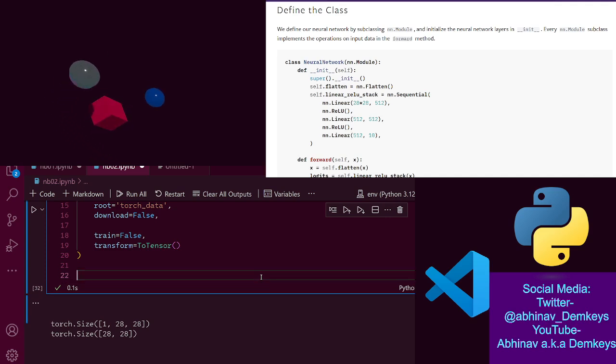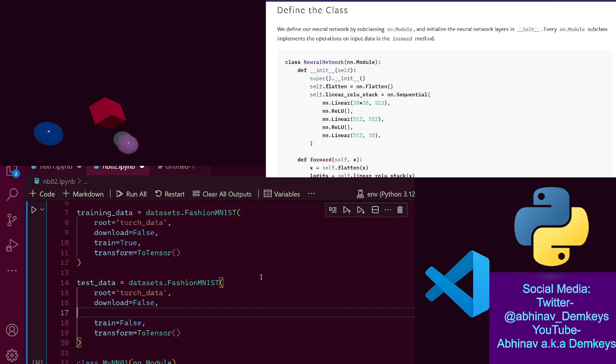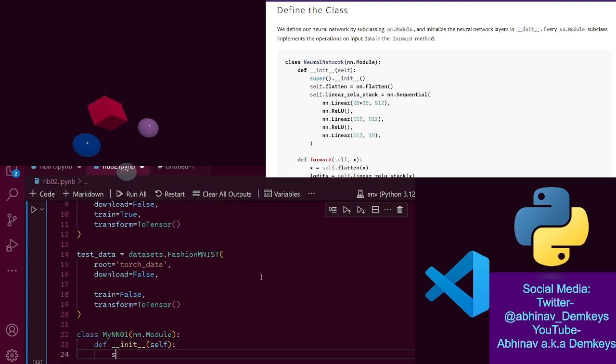Okay, so let's create a class. Let's say my NN01. All right, we do that and that. And in here, we need to do the flatten thing. So this basically flattens the tensor that you give it. I'd actually forgotten because I'd used flatten, I think, a while back for something, but that wasn't in PyTorch. That was in NumPy, I think. But it's pretty much the same concept.